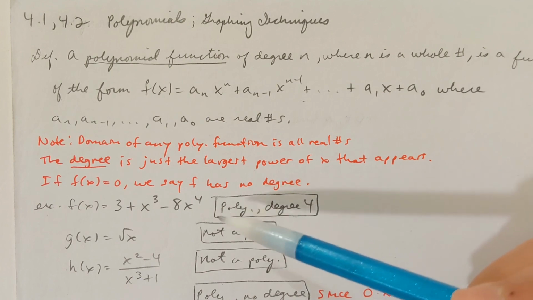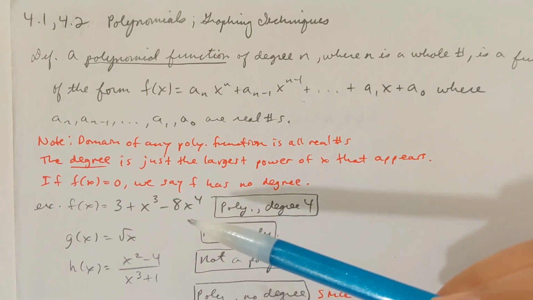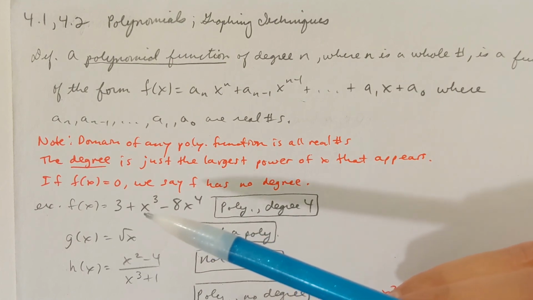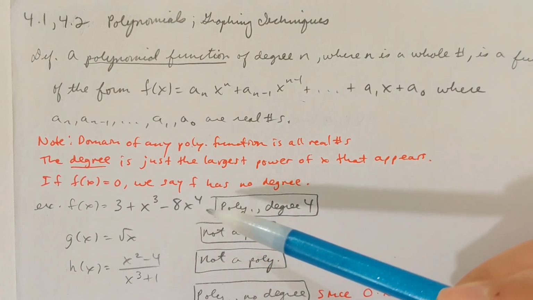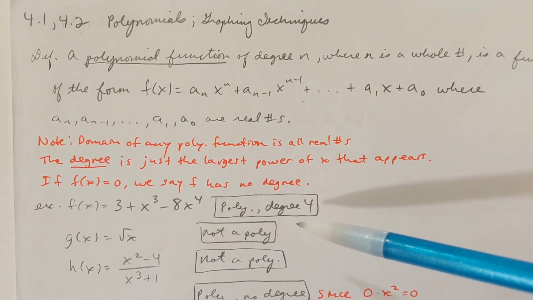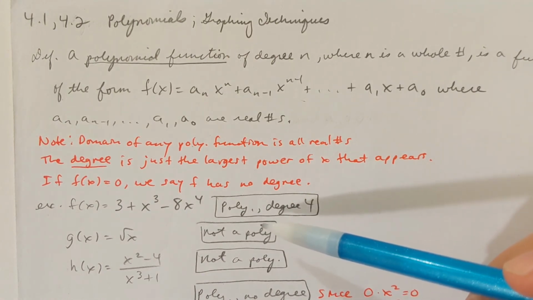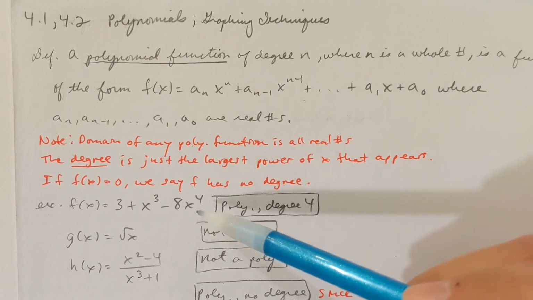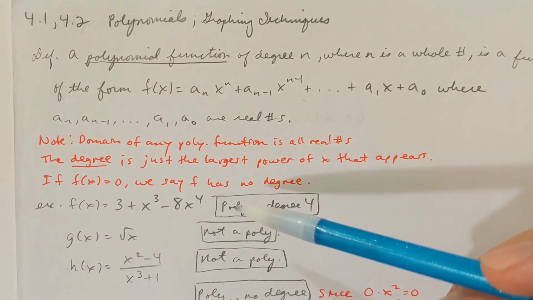A whole number. x to the third minus x to the fourth, 3 and 4, those are whole numbers. And negative 8, 1, and 3, those are integers. And so this is a polynomial, degree 4 polynomial. Okay, the degree is just the highest power of x that I see.